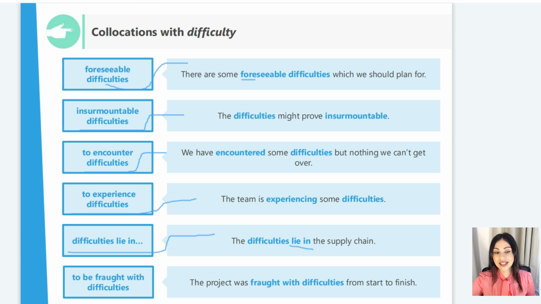But if your project or your job is fraught with difficulties, it may be time to reassess whether you're happy doing what you do. Because if something is fraught with difficulties, it's peppered with them, it is littered with them, or in other words, it's full of things that you can't solve. The project was fraught with difficulties from start to finish. Fraught with is the semi-formal phrasal verb in this case, and always goes with a pejorative noun such as problems, difficulties, or issues.